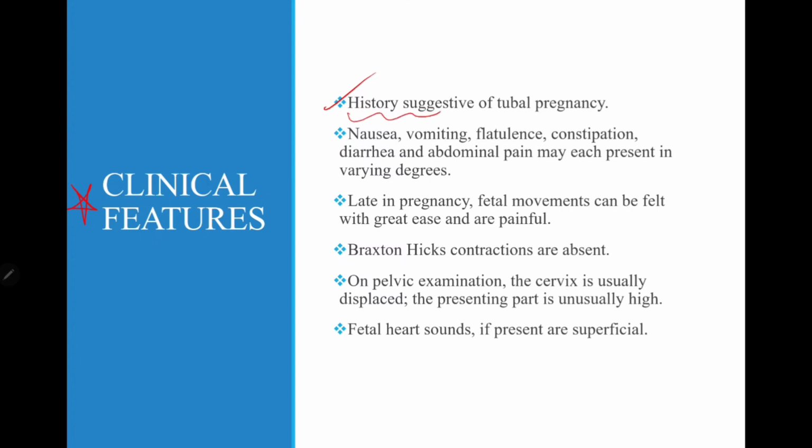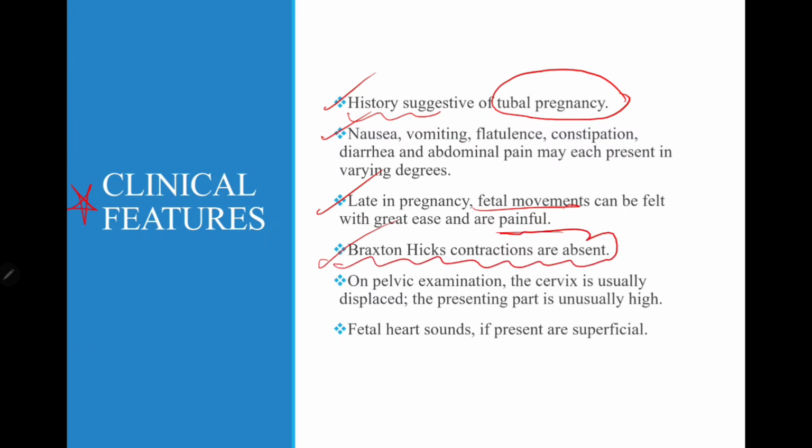The first one is a history suggestive of tubal pregnancy. Nausea, vomiting, flatulence, constipation, diarrhea and abdominal pain may each be present in varying degrees. Late in pregnancy, the fetal movements can be felt with great ease, and these movements are painful. Now, Braxton Hicks contractions are generally absent. Very important: as a clinical feature in this ectopic pregnancy, Braxton Hicks contractions are not going to be there. They are absent.